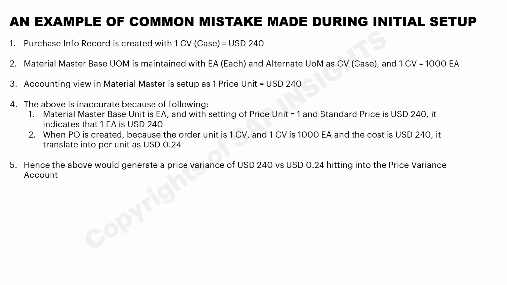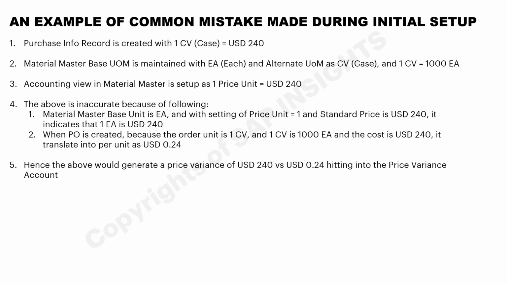Now in the accounting view of the material master setup, one price unit is maintained and the standard price is set to 240 US dollars. And this is a wrong setup, because in the material master the base unit of measure is set up as each. By setting the price unit equal to 1 and the standard price of $240, it indicates that for one each of this material, the price is 240.